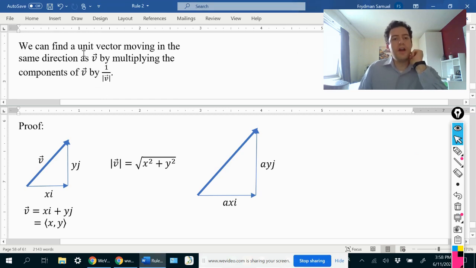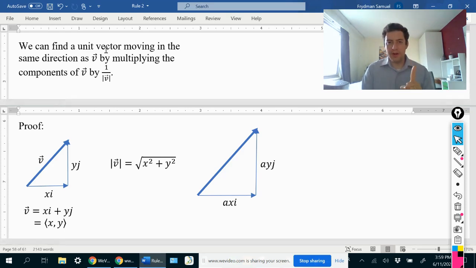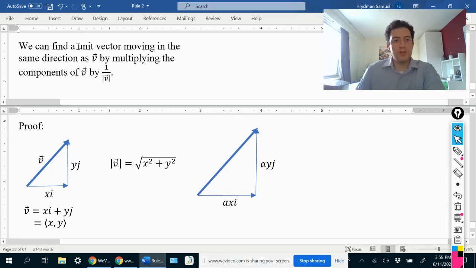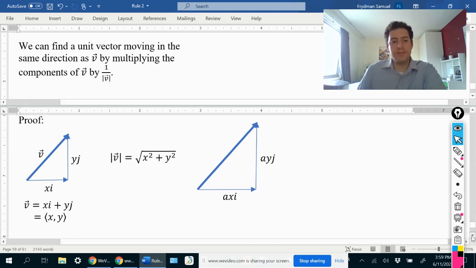Okay, so we can find a unit vector. A unit vector is just a vector that has a magnitude of 1. So keep that in mind. A unit vector is a vector that has a magnitude of 1, which is why we're using the word unit, as in 1 unit. We can find a unit vector which is moving in the same direction as vector v by multiplying the components of vector v by 1 over the magnitude of v. So let's see an example of that.